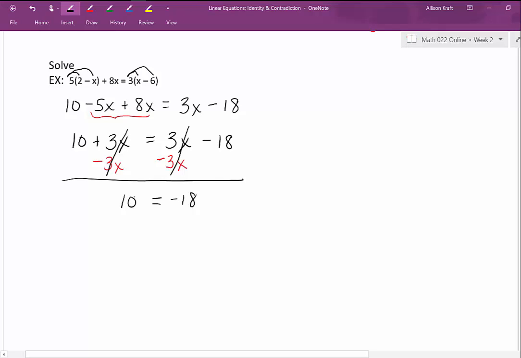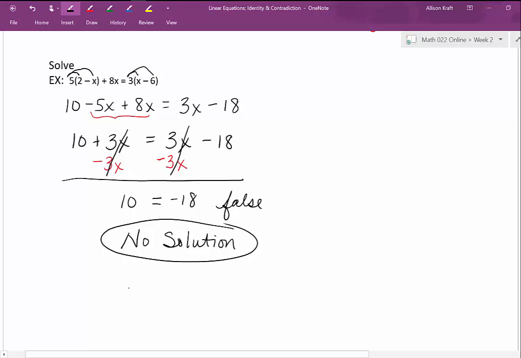And I'm left with the statement 10 equals -18. That is a false statement. And the interpretation of that is that we have no solution. This equation is a contradiction.